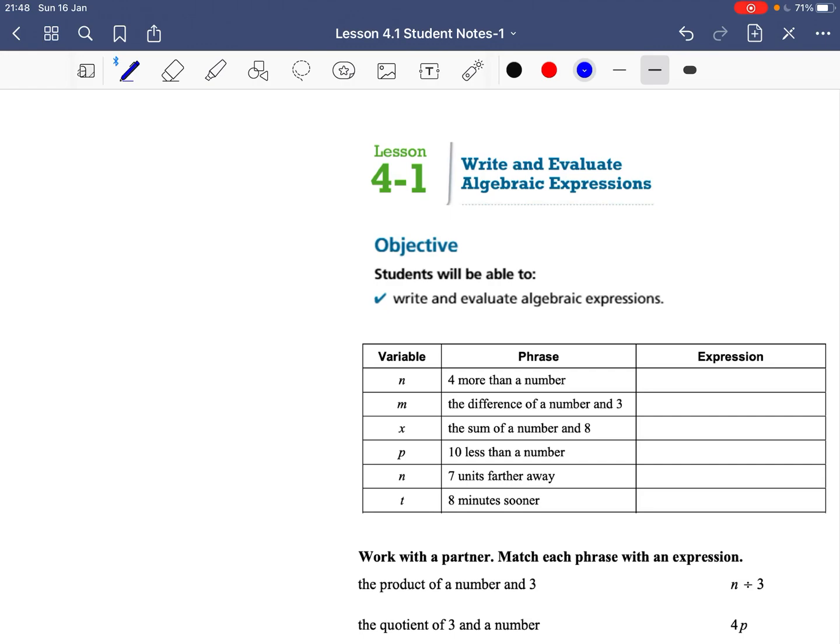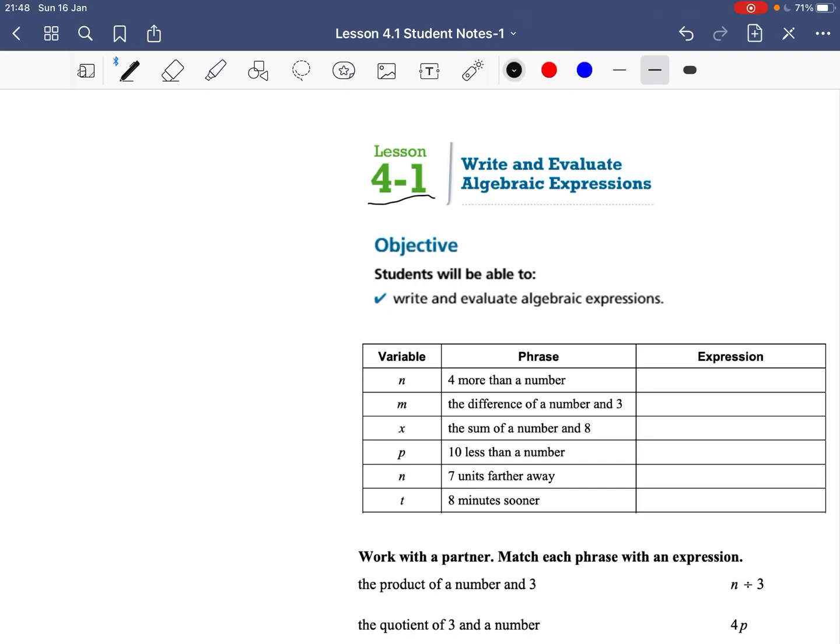We will be covering 2 lessons this week. I posted both of those on Google Classroom. I will be covering today lesson 4.1, and then 4.2 I've already posted the notes on Google Classroom, so if you want to print those off as well. Hopefully you've already printed these off. So we're going to be looking at how to write and evaluate algebraic expressions.